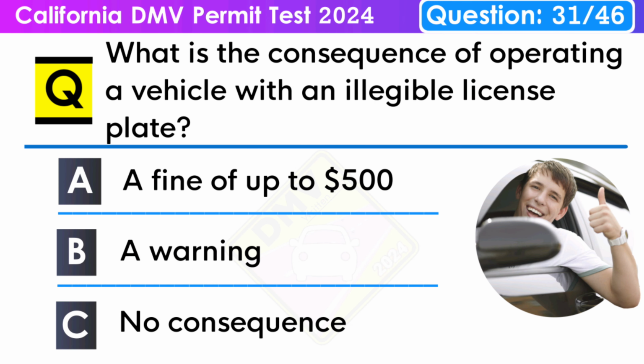Question 31. What is the consequence of operating a vehicle with an illegible license plate? A. A fine of up to $500. B. A warning. C. No consequence. Correct answer: A. A fine of up to $500. Operating a vehicle with an illegible license plate is not allowed and can result in a fine. This is important for identification and law enforcement purposes.